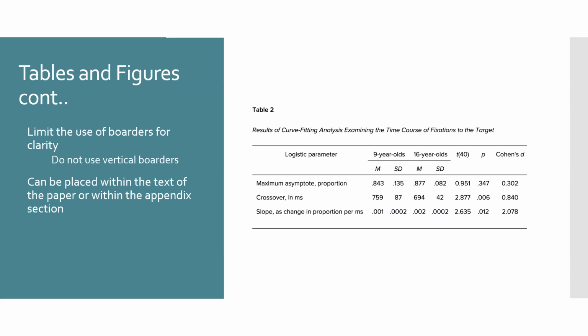But as long as you're just referencing that table, see Table 2 for the results of the curve fitting analysis, or see Appendix 5 for Table 2 results, something like that, right? Or, well, it would be Appendix A, B, C, D, not 5, but you get what I'm saying. Hopefully.